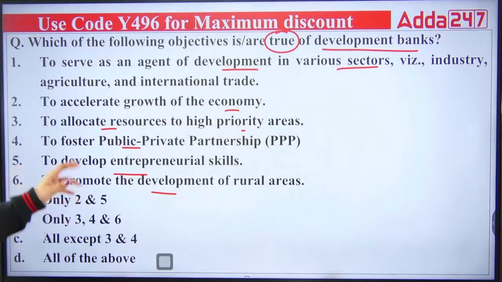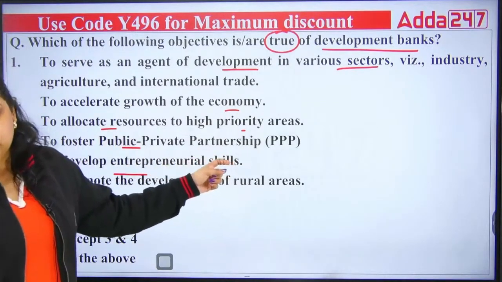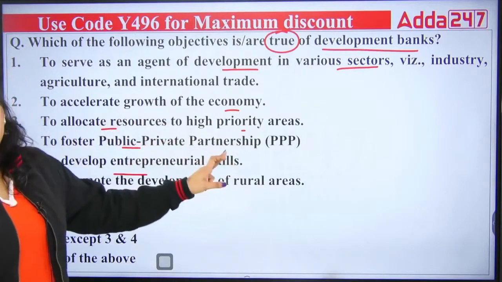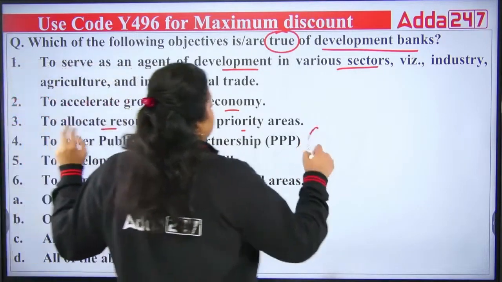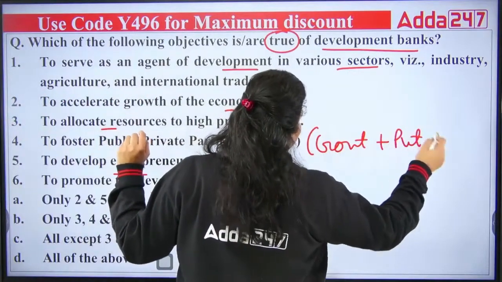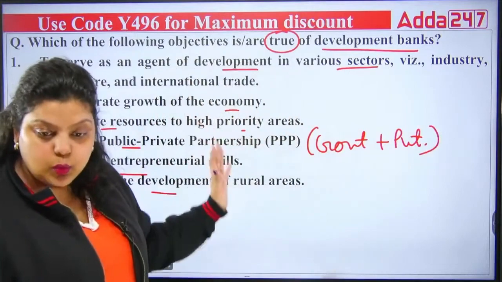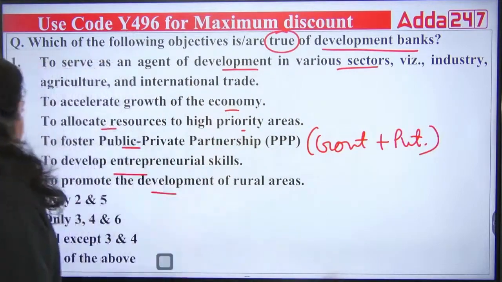All of these are the objectives of development financial institutions. They promote development of rural areas. They promote entrepreneurial skills. They foster public-private partnership. Public-private partnership means where the government and private sector are working together. They both finance the project. Like the infrastructure projects, where government and private sector both are working together.